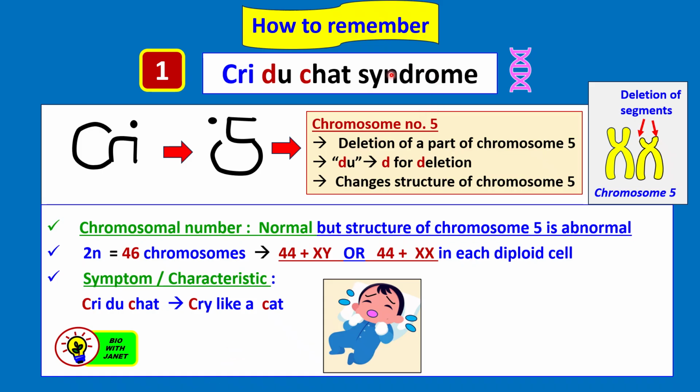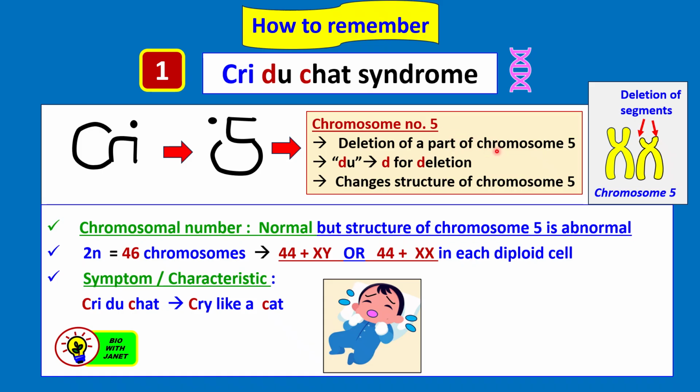Now, how to remember Cri-du-Chat syndrome? Look at the word Cri. If you place the letters closer together and then rotate it anti-clockwise 90 degrees, you will come to this symbol. It looks like the number 5. So the Cri itself looks like a 5 that is lying down. Think of chromosome number 5. Chromosome number 5 is involved.